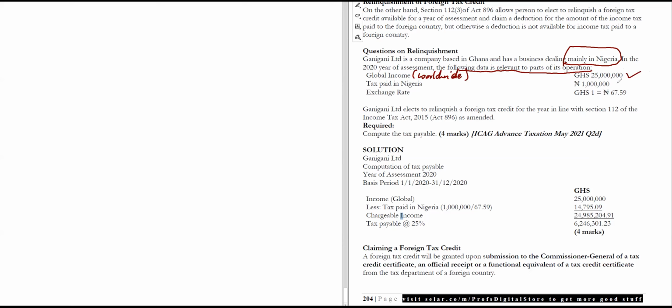And it paid tax of what? 1 million in Nigeria, where the exchange rate was 67.59 naira to 1 Ghana cedi. And Gani has elected to relinquish the foreign tax credit for the year in line with Section 112. So they said we should compute its tax payable. Okay. So how do we compute the tax payable? Since we are relinquishing, what do we do? How do we treat relinquishment? Yes. How do we treat relinquishment of foreign tax credit?